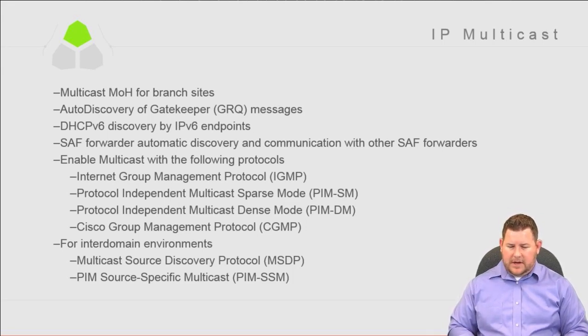Okay, and then Cisco Group Management Protocol is similar to IGMP. It just determines what groups a host would be connected to receive multicast traffic and information. And then for inter-domain environments, meaning if you're going to connect from one domain to another, you're going to have Multicast Source Discovery Protocol, which is MSDP, and then PIM Source Specific Multicast. Those are just different ways to communicate between different organizations using multicast.